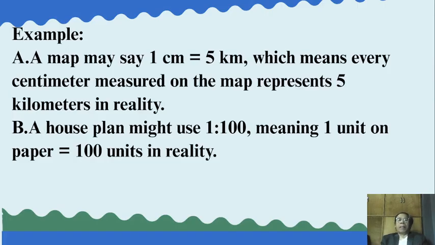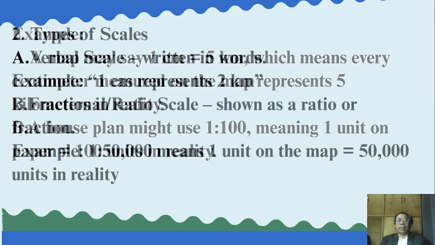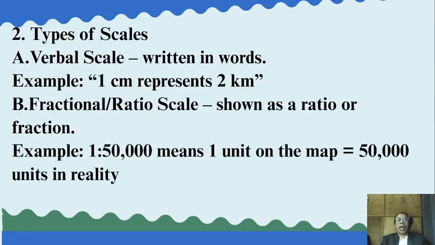Example, a map may say 1 centimeter is equal to 5 kilometers, which means every centimeter measured on the map represents 5 kilometers in reality. A house plan might use 1 is to 100, meaning 1 unit on paper is equal to 100 units in reality.